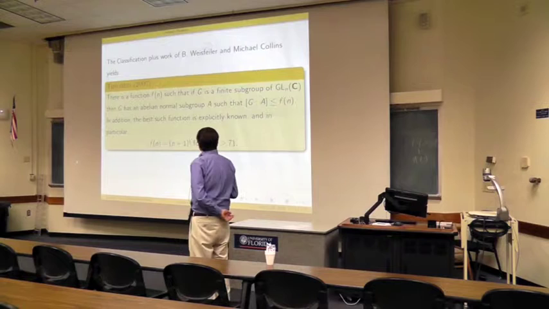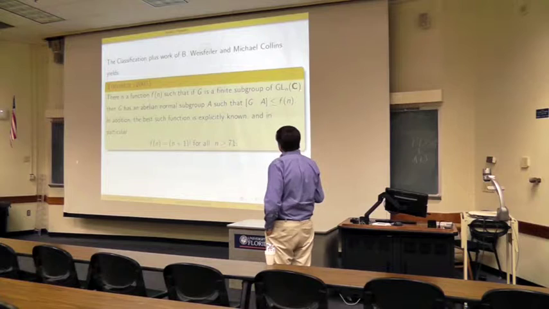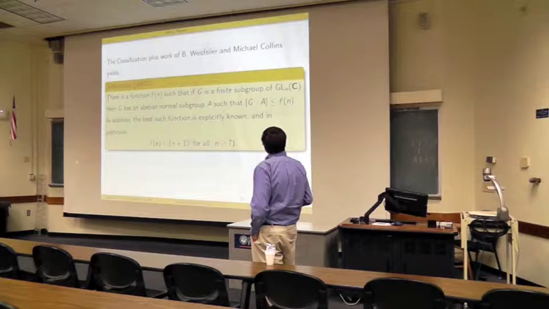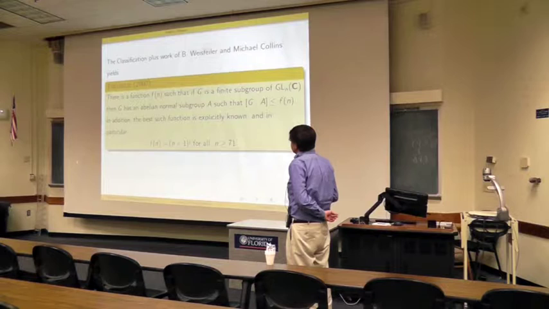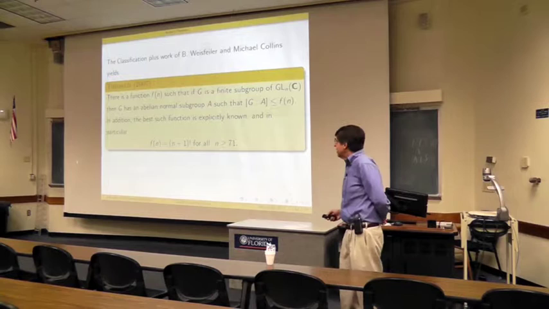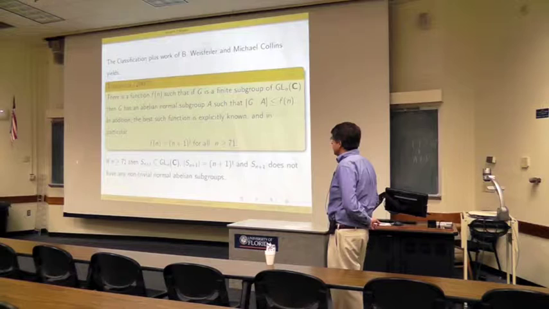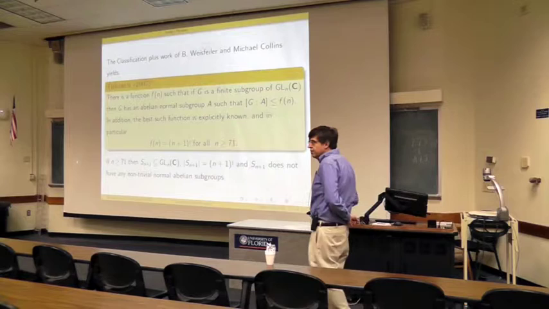It is that for every n, if you have a finite subgroup G of GL_n(C), then G has an abelian normal subgroup of index at most f(n), where the best function f(n) is known completely, exactly, and in particular for n at least 71, it's just (n+1)!. So you know exactly what it is using the classification of finite simple groups. It's easy to see why it cannot be any smaller than that, because S_{n+1} is contained there, and this has no normal abelian subgroups.